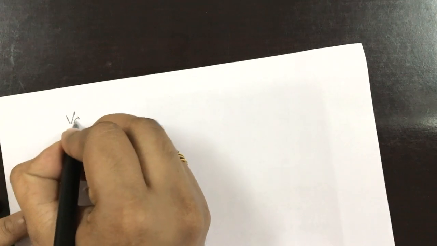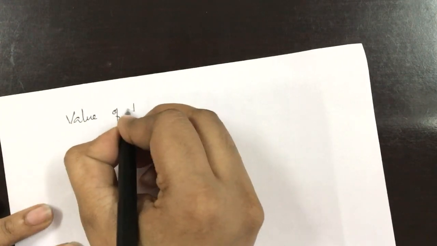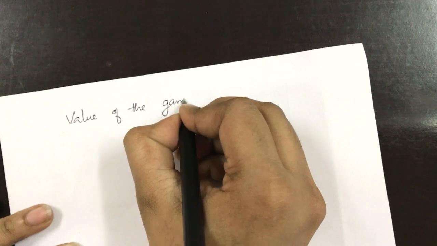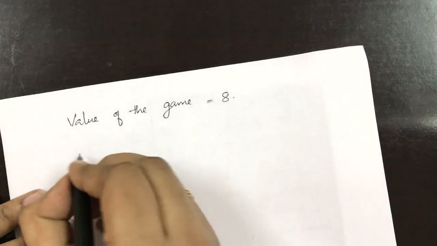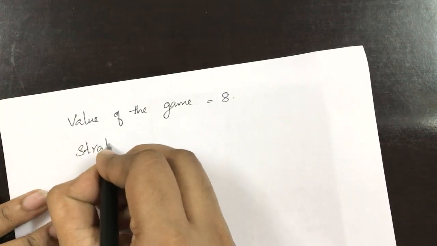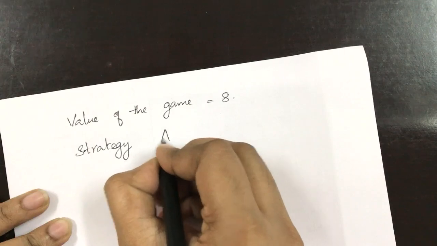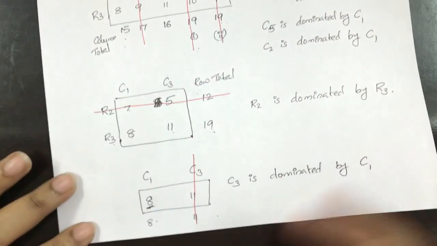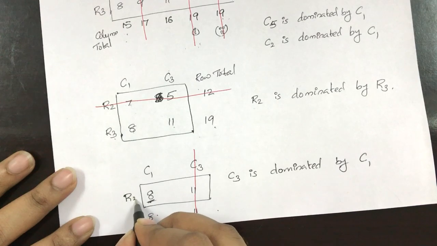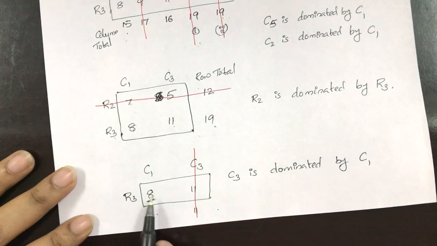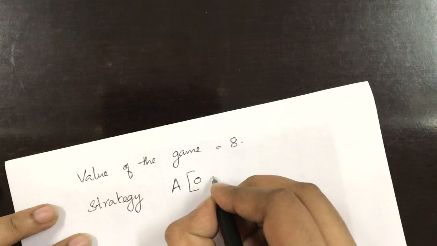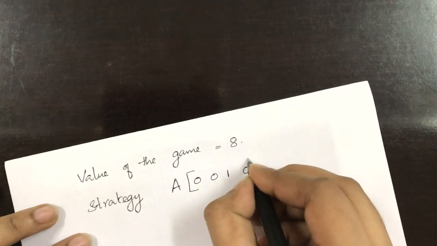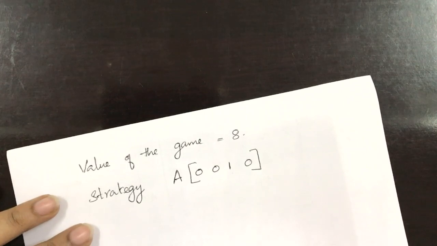We got the value of the game as 8. Now we need to write the strategy. Strategy of A. A means this is which row? R3. That is, A has a value in R3 only. That is, R1, R2 and R4 are 0. So the strategy of A is R3 only; R1, R2 and R4 are 0.